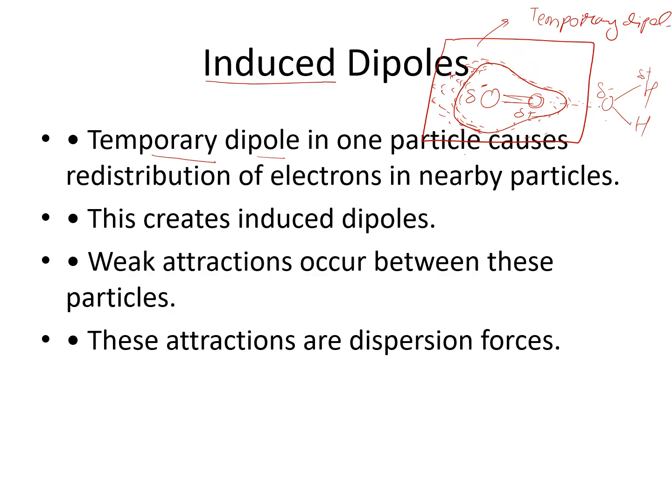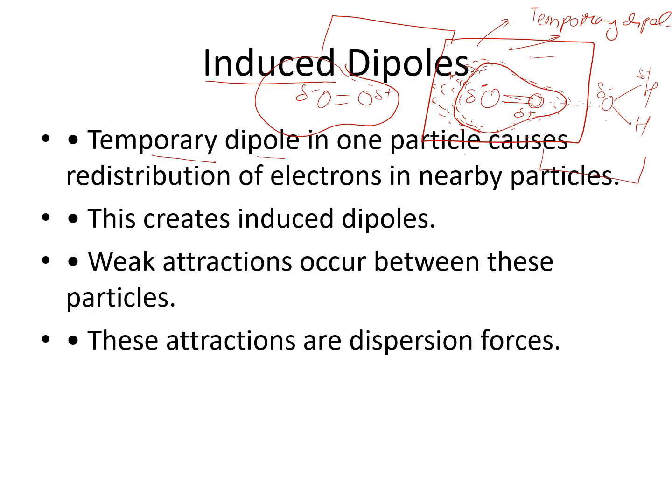Now, if I take this molecule that is having a temporary dipole, when it comes in contact with the other particle, it causes redistribution of electrons in all the nearby atoms. So that's what we said: a temporary dipole in one particle, that is this one, causes redistribution of electrons in nearby particles. If any other particles were around them, they will also get redistributed because of this dipole. Getting my point? Because of this induced dipole, the others are also getting induced. Dipole is getting induced in other particles also.